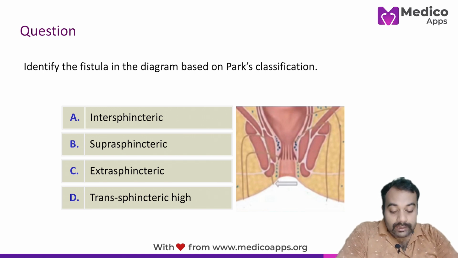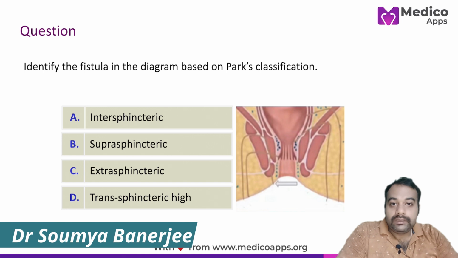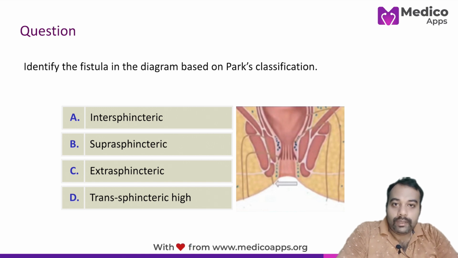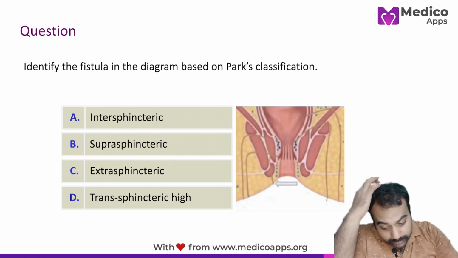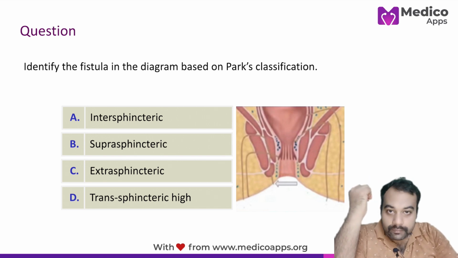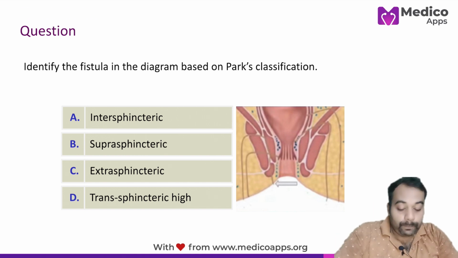So they basically give you an image, and from that image you have to answer what type of fistula has been shown here according to the Parks classification. Before going to the answer, let's try to understand a few things regarding the perianal fistula or the fistula in ano.